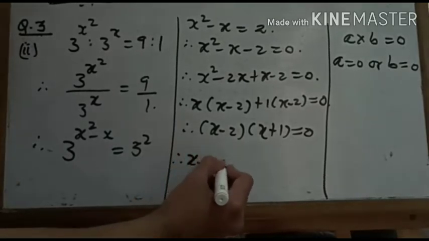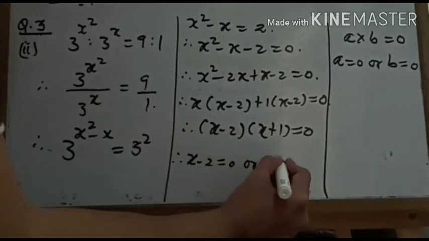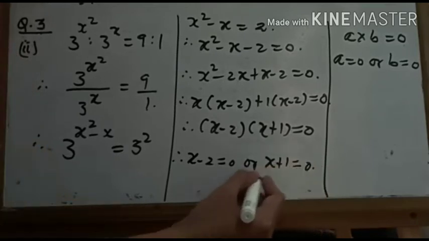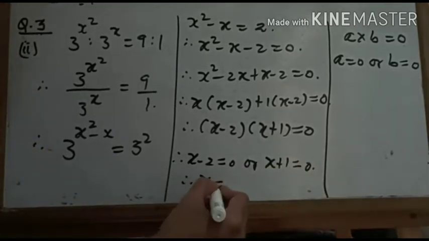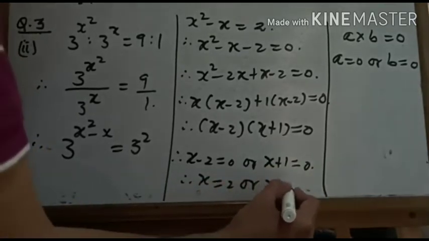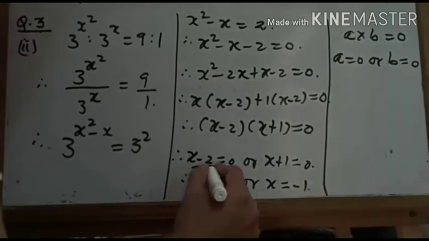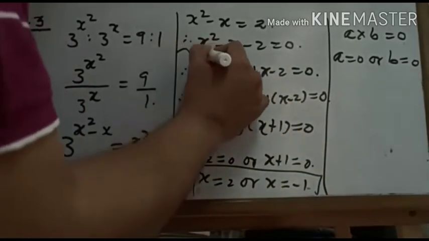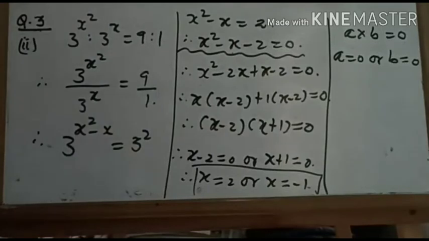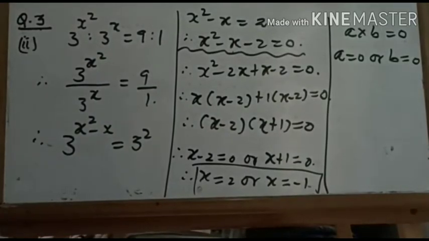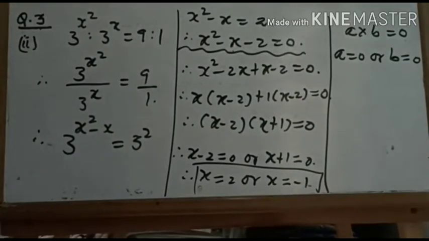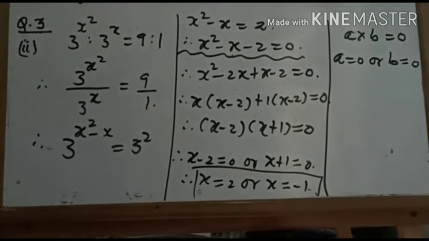So I can say x minus 2 equal to 0 or x plus 1 is equal to 0, which will fetch me x is equal to 2 or x is equal to -1. Such kind of equations are called quadratic equations. More applications of quadratic equations we shall study in grade 10. I would revise this question quickly.